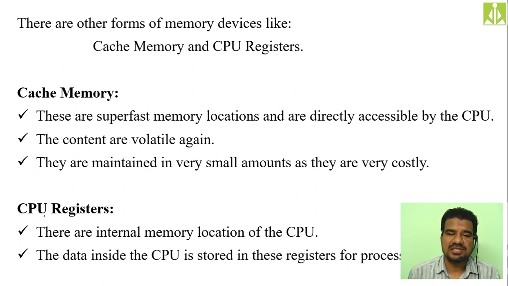We maintain these cache memories in smaller amounts inside our computers. Then we have the CPU registers. What are CPU registers? They are the internal components of your CPU, memories internal to the CPU. Inside the CPU also, we need to store the data for processing. So to store the data or information, we make use of these CPU registers. And these CPU registers are way costlier than your cache memories.